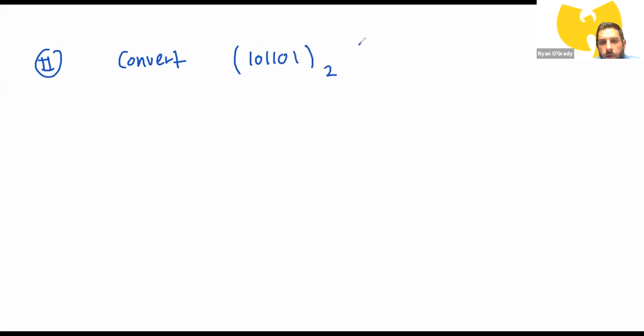Okay, so the next problem on the homework was to go the other way. Take a base 2 number and write it in base 10. So this will be problem 2. Convert, how about, 101101 to base 10.